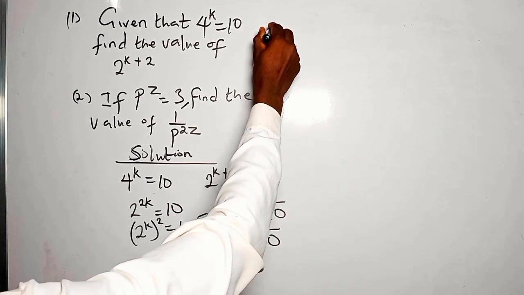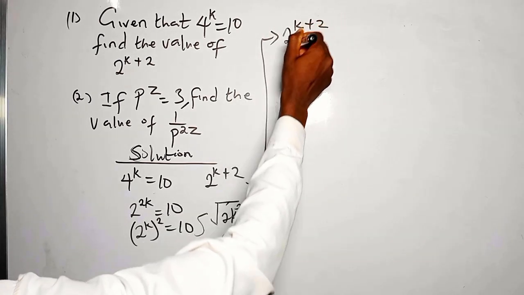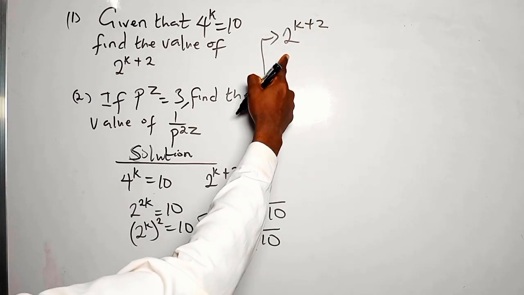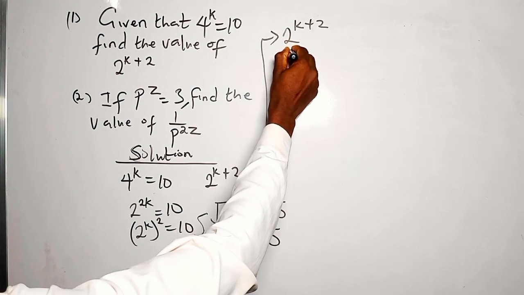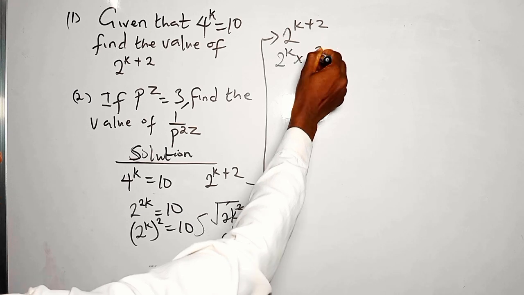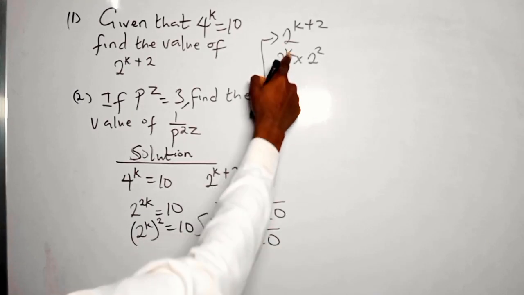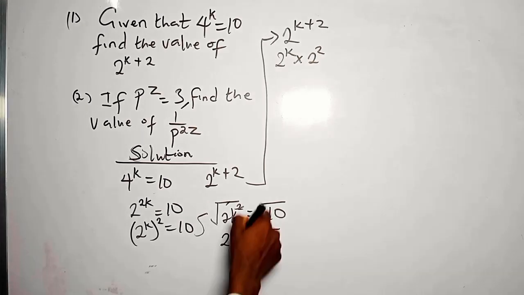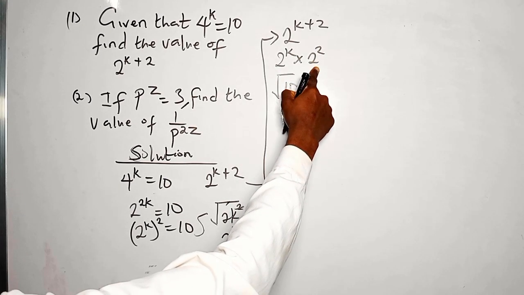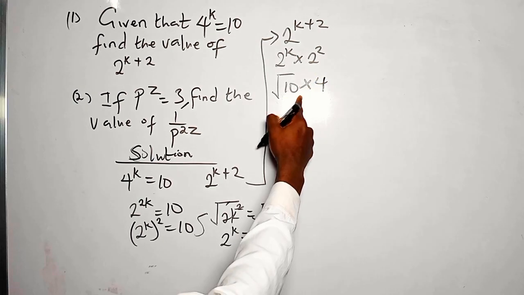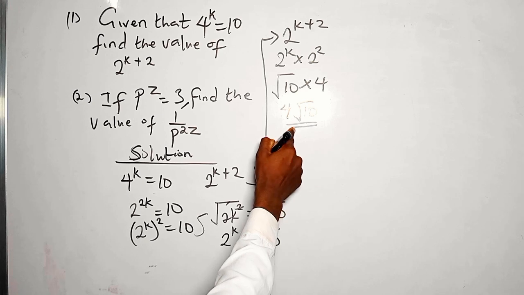So from here now, we have this as 2 raised to power k plus 2. We want to determine the value of this. But using the law of indices, we can write this as 2 raised to power k times 2 raised to power 2. But we have determined the value of 2 raised to power k to be square root of 10. So let us fix it back. So we have times 2 raised to power 2, which is 4. So here we have this as 4 root 10. So that is the first one.